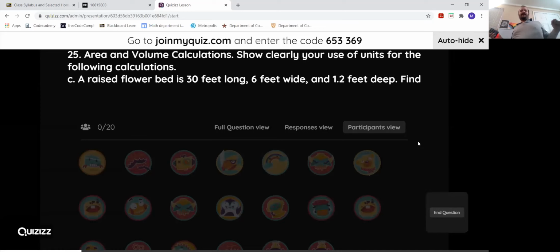Area and volume calculation. So I believe this has 2 questions, and first part's first. I believe the first part says, find the area of the bed. So area and volume calculations: a raised flower bed is 30 feet long by 6 feet wide and 1.2 feet deep. So the first part is going to be find the area. The next part is going to be find the volume.